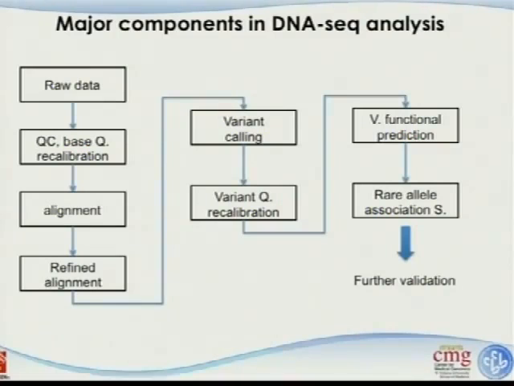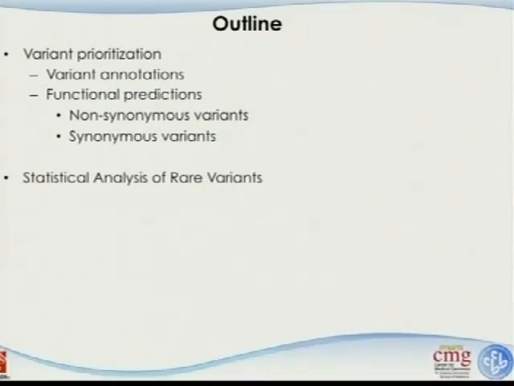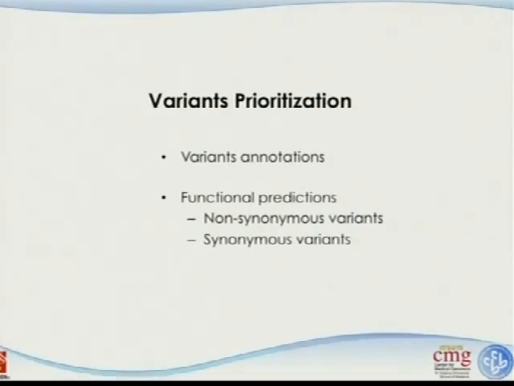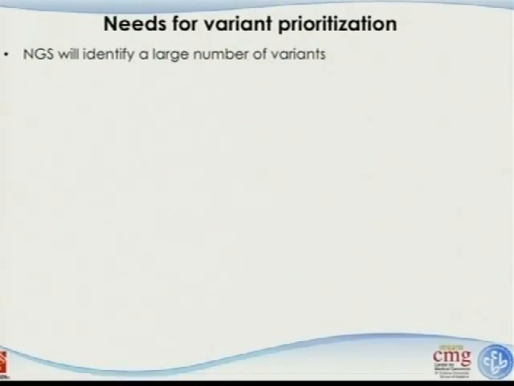And the next part is the variant functional prediction, which we will talk about today, and the rare allele association studies. After all these things, we need to go through further validation to make the real biological implications. What we'll talk about today is the variant prioritization, including the variant annotation and functional predictions. And in the end, we'll talk a little bit about statistical analysis of rare variants.